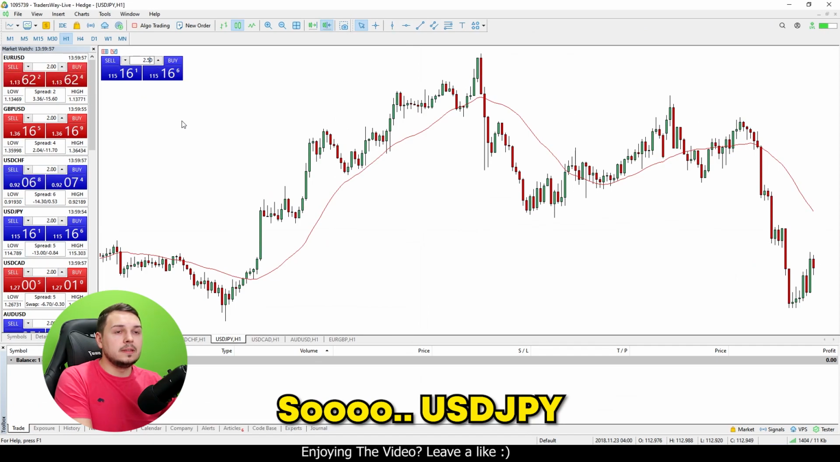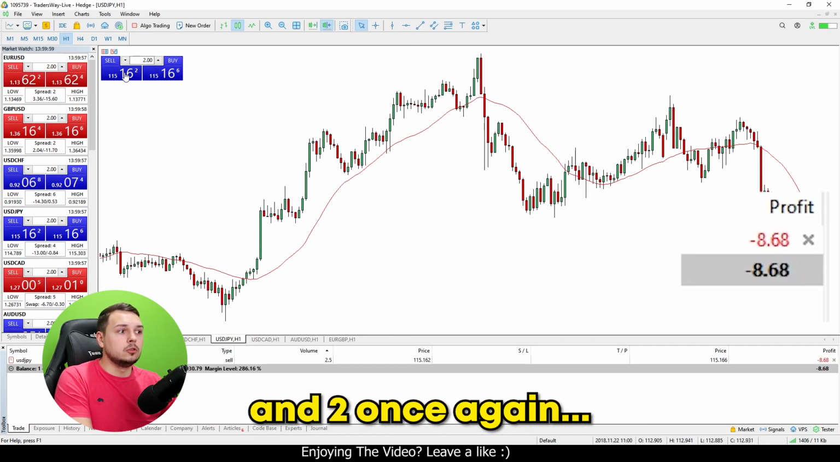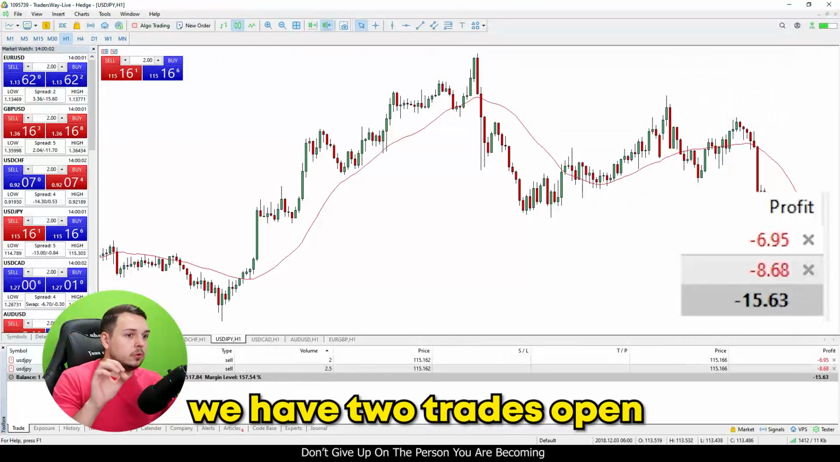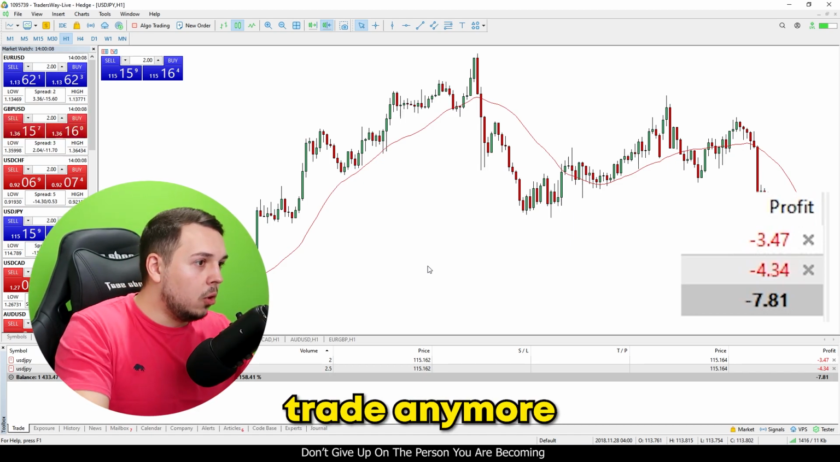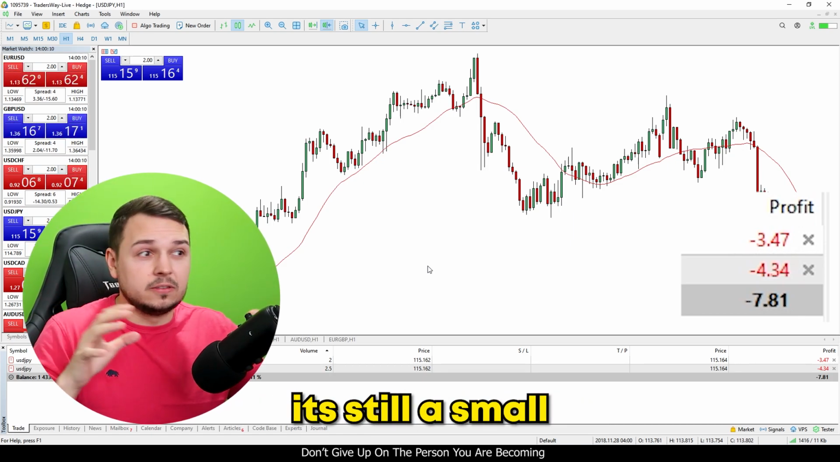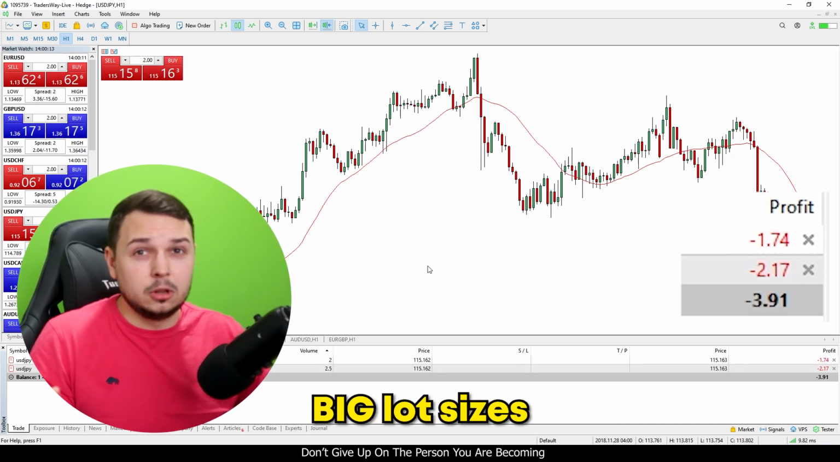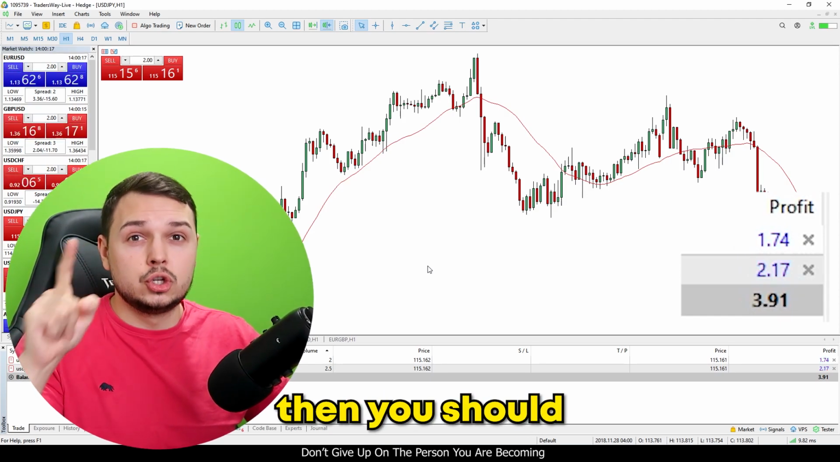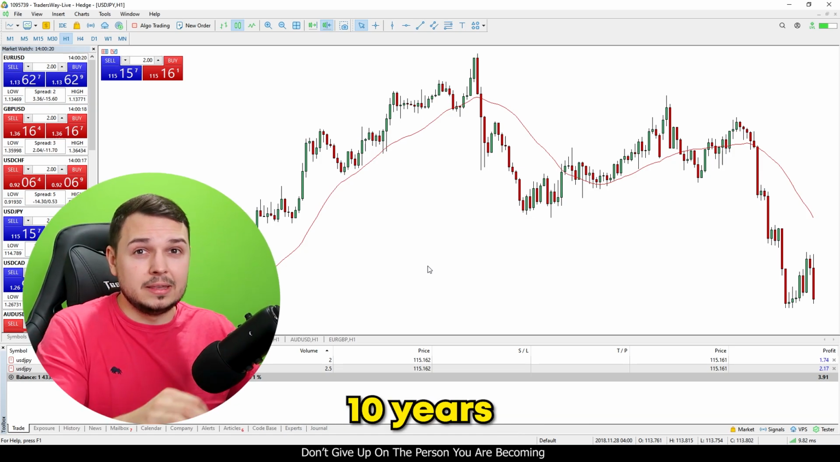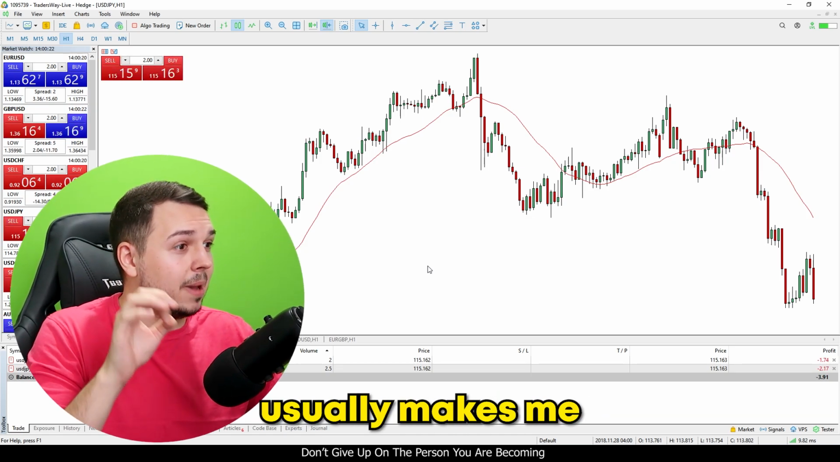So USD Japanese yen, let's do 2.5 again and 2 once again. There we go. We have 2 trades open. The free margin is 500, so I'm not going to trade anymore. Let's keep it that way. It's still a small trading account and I'm using big lot sizes, so I definitely am risking a lot more than you should. However, I've been trading for 10 years and my experience usually makes me money.